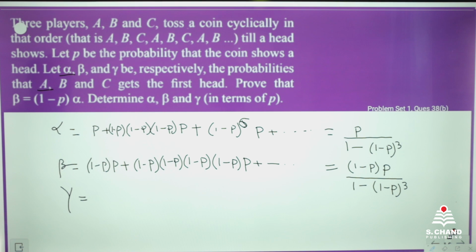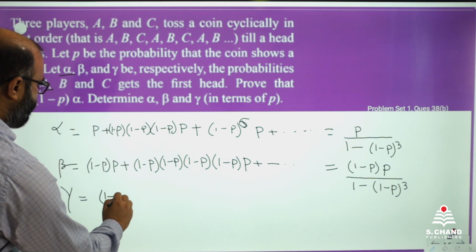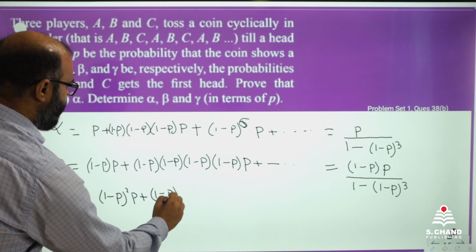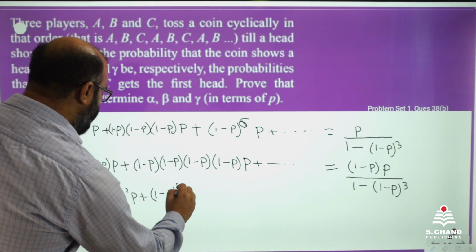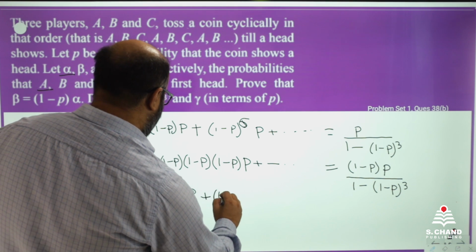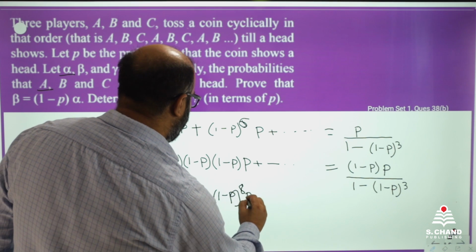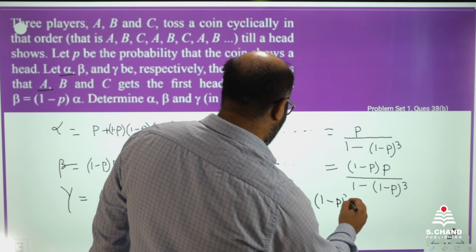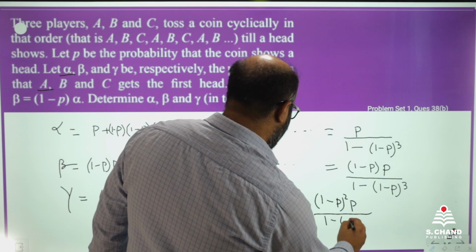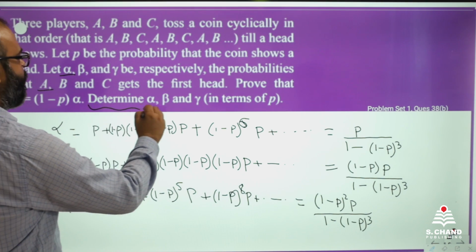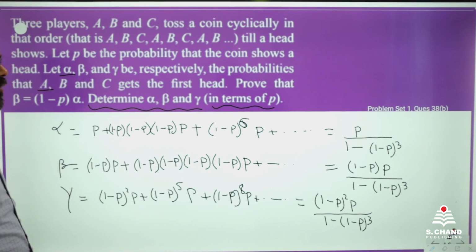Similarly, if you come to gamma, you will see that (1 minus P) whole square into P, that is C is having the first head, then (1 minus P) to the power 5 into P, then (1 minus P) to the power 8 into P, and so on. So this will give you (1 minus P) whole square P by 1 minus (1 minus P) whole cube. So this is the first thing, that we determined alpha, beta and gamma in terms of P.